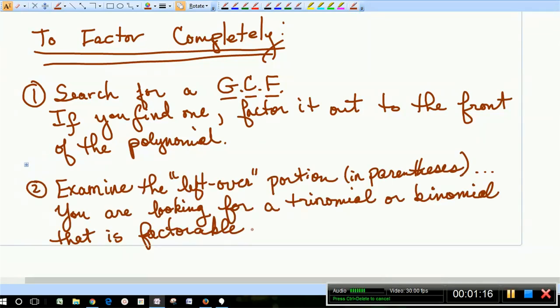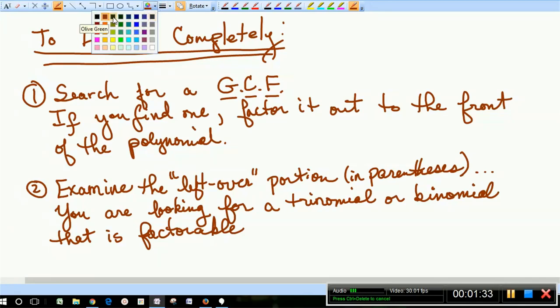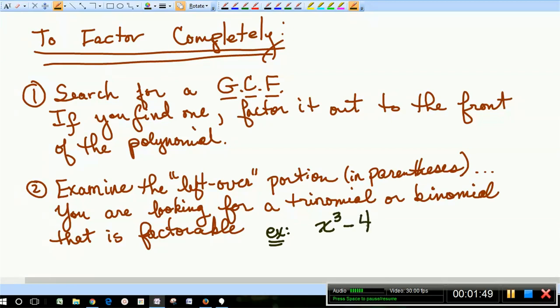So here we are, step 2. Once you get the GCF out to the front, you're going to look at that leftover portion in the parentheses. What you're looking for is a trinomial or a binomial that's factorable. So here's another quick example. We're going to have a special form here that you haven't quite seen yet, but bear with me, you'll get it in a bit. Let's say we have x cubed minus 4x.